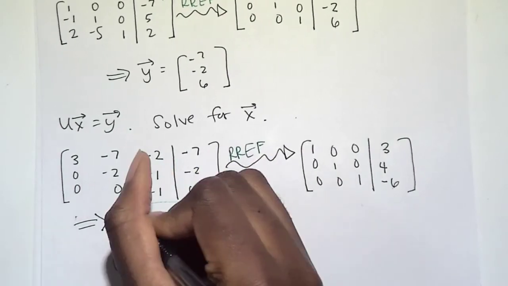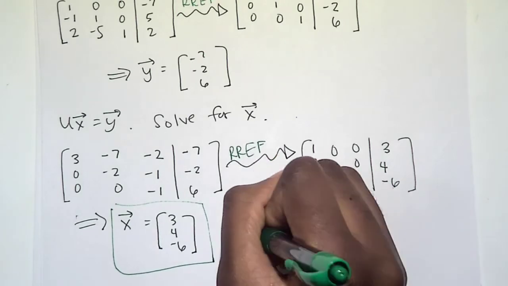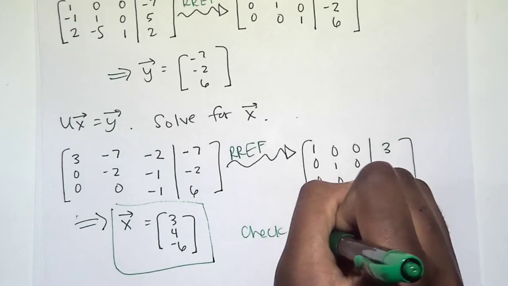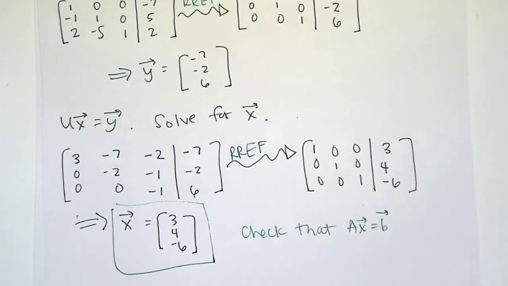All right, and so the nice thing about most of the problems in our class is we can always check, right? We can check that AX equals B by a quick multiplication.